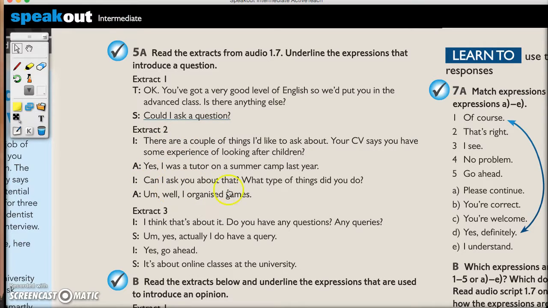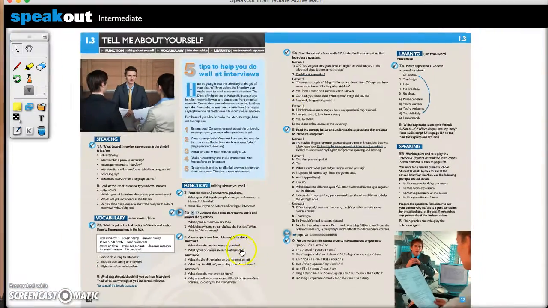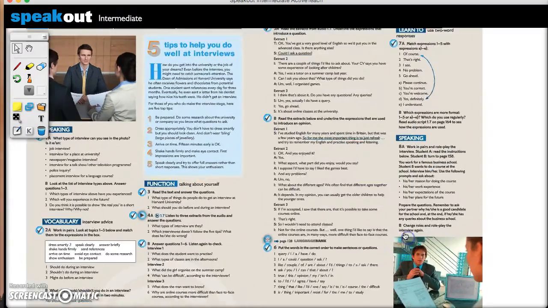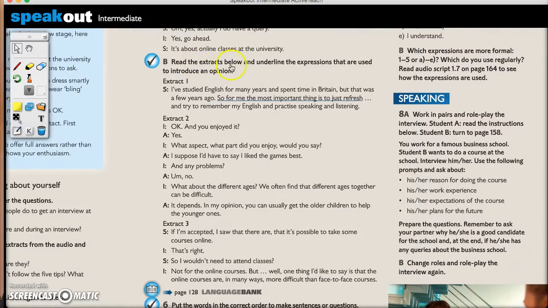If you think about it, look at this one. Can I ask you about that? So that's another way of saying and introducing these other questions. I need more detail. What type of things did you do? And then what about this one? I do have a query. It's like I have something that I want to know about, and then you've got permission from the other person to continue asking.